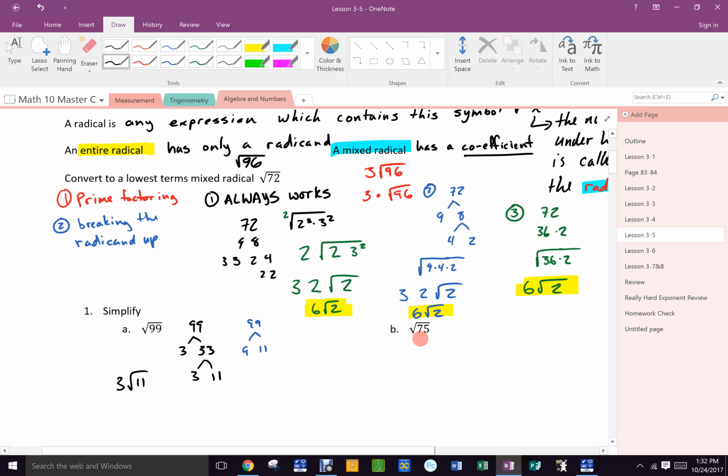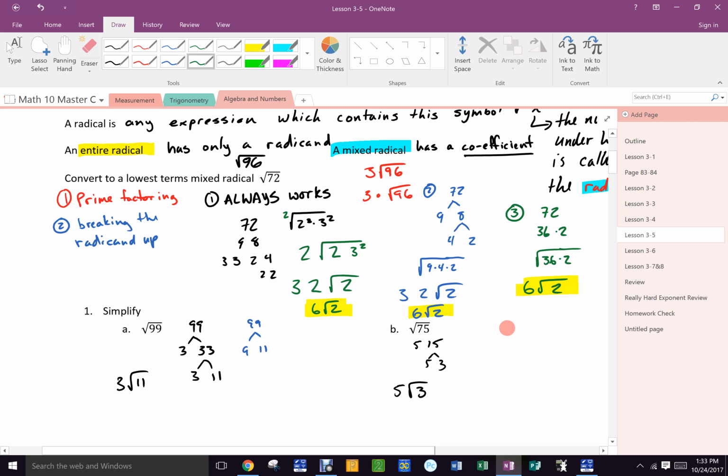Let's look at 75. I can break it down into what and what? 5 and 15. Can I stop there? No. Because that's 5 and 3. Is there a group there? What is it? 2, 5. So what comes out? What stays under there? 3. Can I do that a shorter way, like in green?